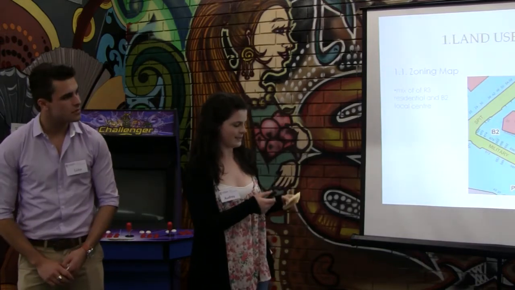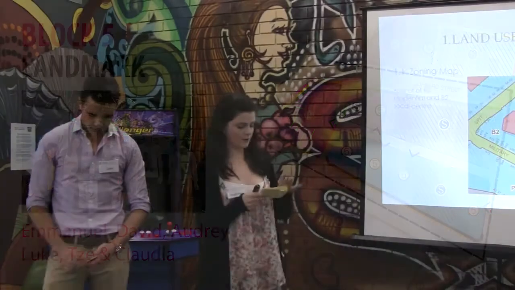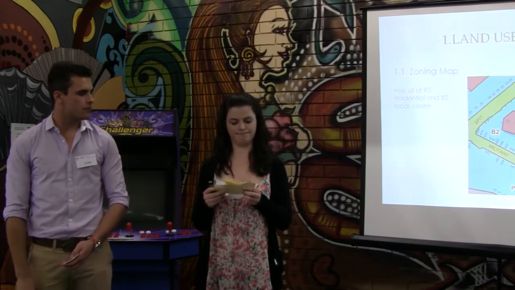So, this is our precinct here. Oh, it doesn't work, but this area here. It's mostly a mix of R3 residential and B2 local centre, much like the other precincts in the area. The commercial spaces line Military Road and Spit Road, and residential lots are along Horsnell Lane.